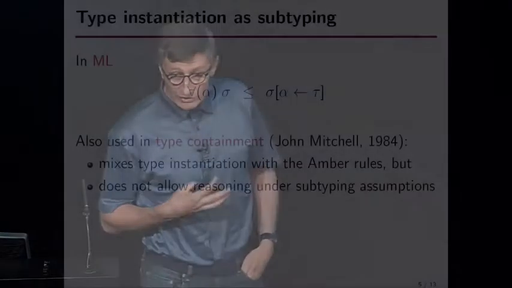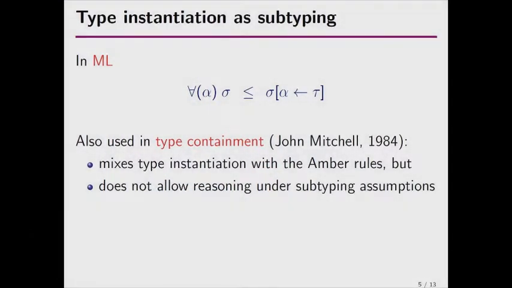Still, you could consider type instantiation as part of the subtyping relation, and indeed this is what ML does. The only thing that ML does is to say that a polymorphic type is a subtype of all of its instances. This same rule was reused by John Mitchell in type containment, and then he added the Amber rules to propagate subtyping through arrow types. So that then you could instantiate not only at the top, at the surface of a type, but also deep inside a term by going contravariantly on arrow types.